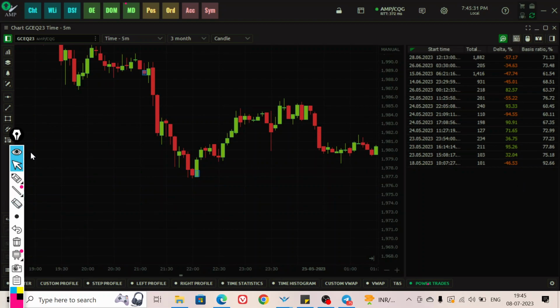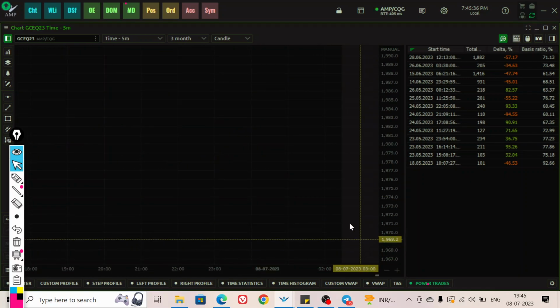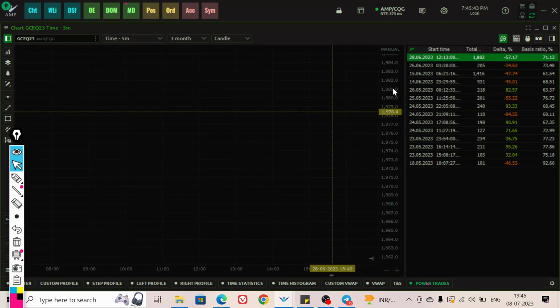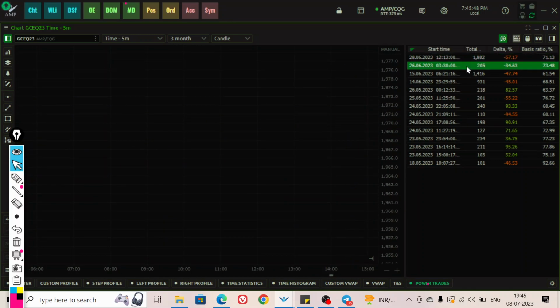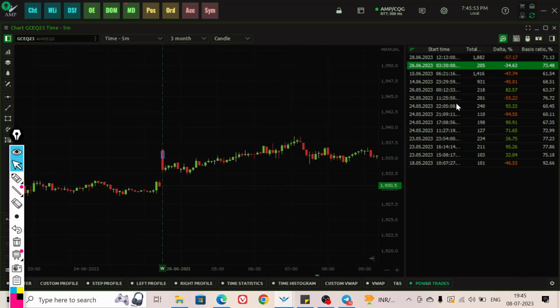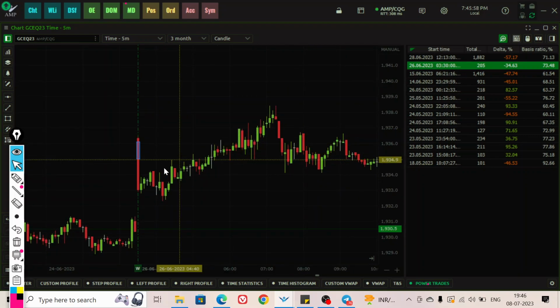So the latest one that we can see is this right over here. This is on the date of 28/6. So when you click on that, it automatically gives you that particular candle. So as you can see, in this case, this is from this candle. Whenever the power trade appears on your chart, it signals you directly there.